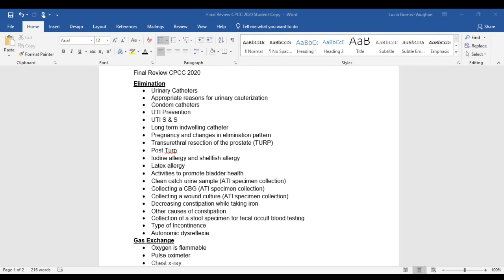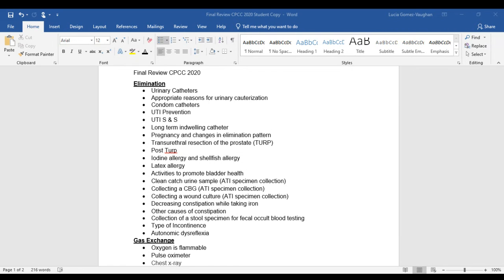Activities to promote a healthy bladder: adequate hydration, emptying the bladder with the first urge, maintaining a normal body mass index, refraining from smoking, minimizing caffeinated beverages, and maintaining regular patterns of elimination.